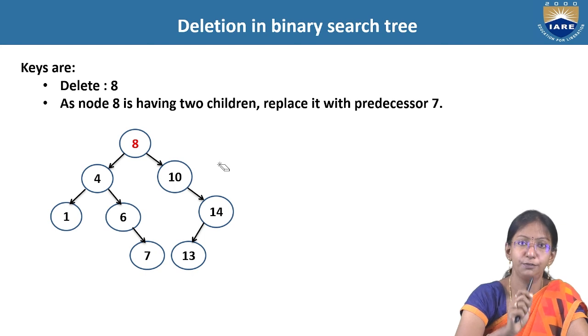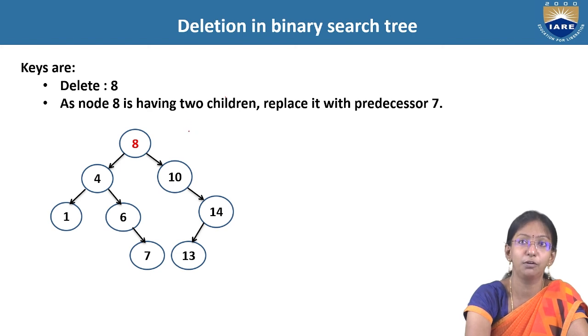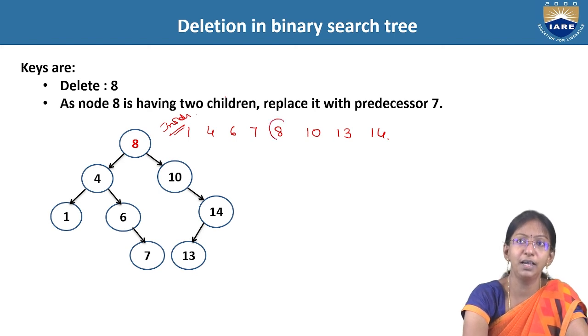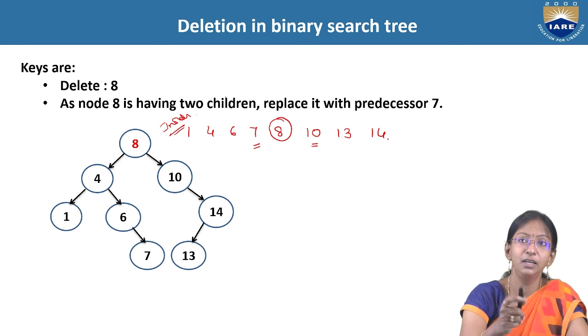If you get a bit of confusion, need not worry about that. Write the in order of this one. What is the in order of this one? 1, 4, 6, 7, 8, 10, 13, and 14. This is the in order. Am I right or wrong? Right? So the element which you want to delete is 8. That means you can replace it with either 7 or 10, as I said. 7 is the predecessor, 10 is the successor, right? So you can replace it with either one of them.